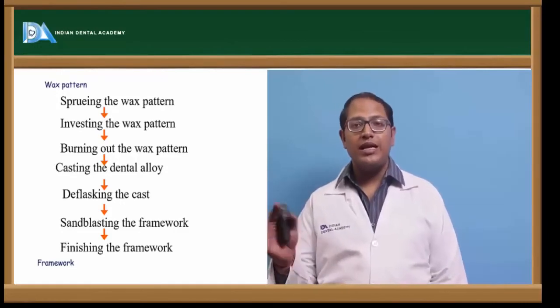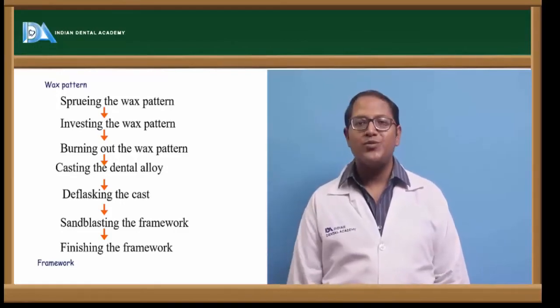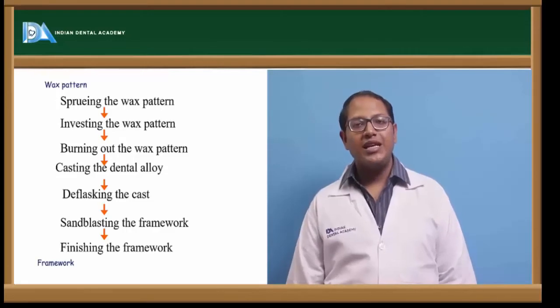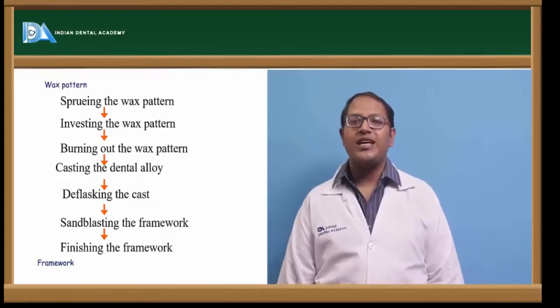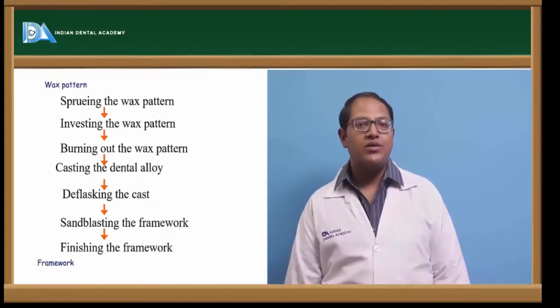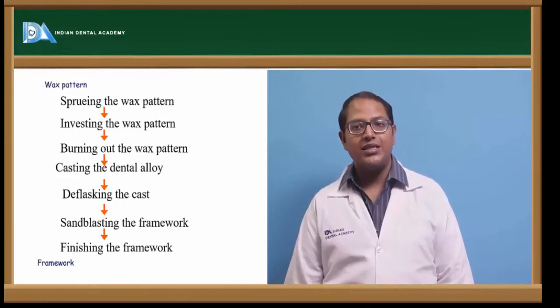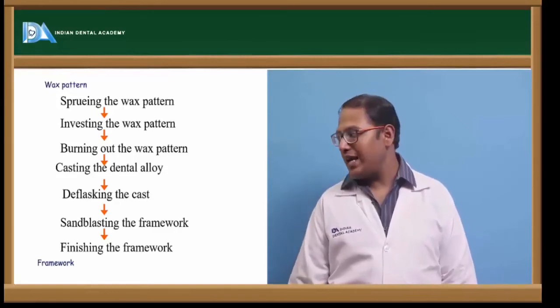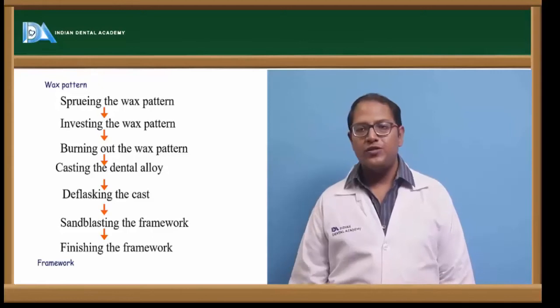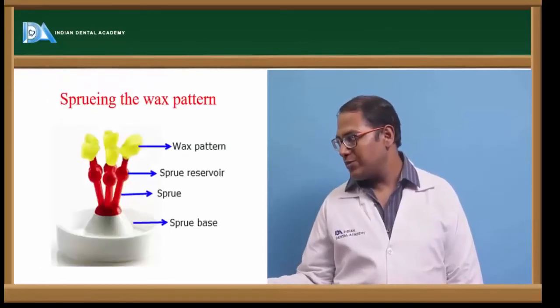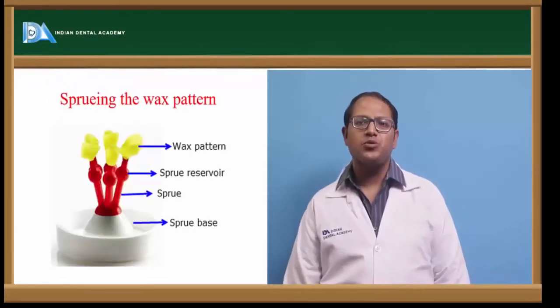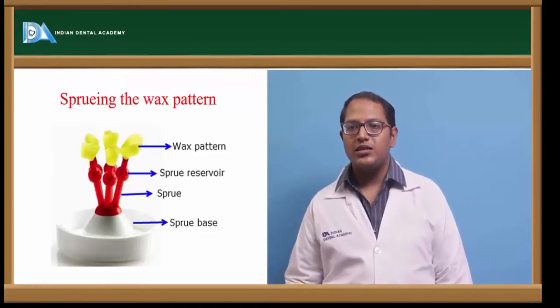It may all seem confusing, but we'll see the steps and we'll understand that. So the steps are spruing the wax pattern, then investing the wax pattern, then burning out the wax pattern, then casting the dental alloy, deflasking the cast, sandblasting the framework, and finishing the framework. It starts with spruing of the wax pattern. What is a sprue firstly?